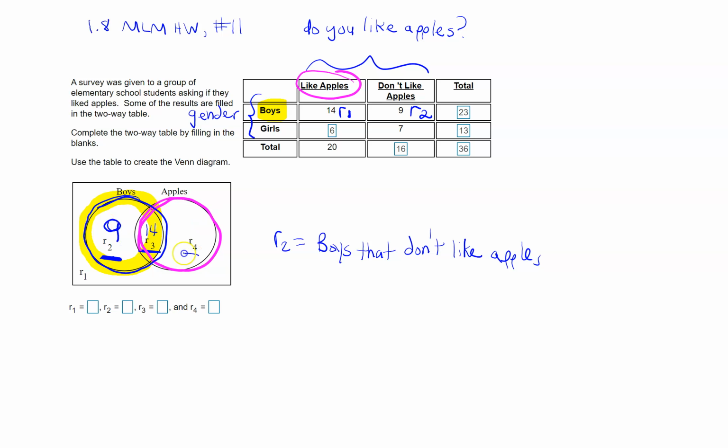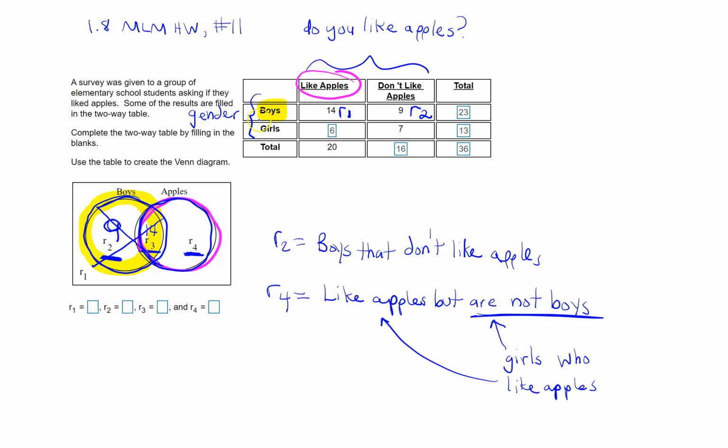Okay, now let's talk about R4. What do I know about R4? Well, R4 is in the apple circle, and everyone in the apple circle likes apples. So students in R4 like apples, but they are not in the boys circle, so they're not boys. So we know they like apples, and we know they're not boys, and since they're assuming gender is binary, that means they're girls that like apples. So I'm going to come to my second row, that's all my girls, and then I want the girls who like apples. That's these 6 girls right here. So I'll record a 6 here in my Venn diagram. There's 6 girls who like apples.